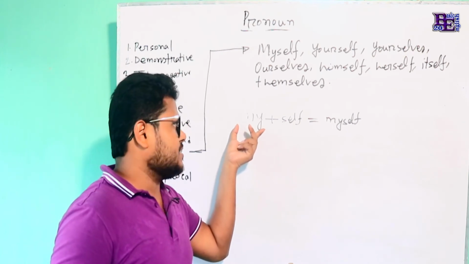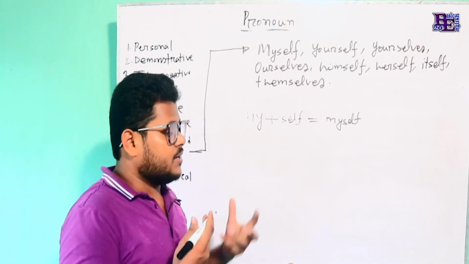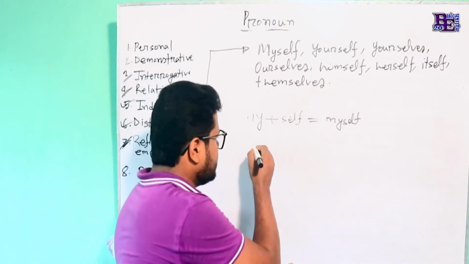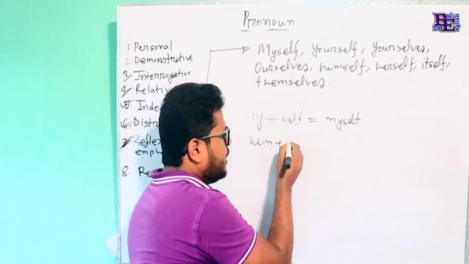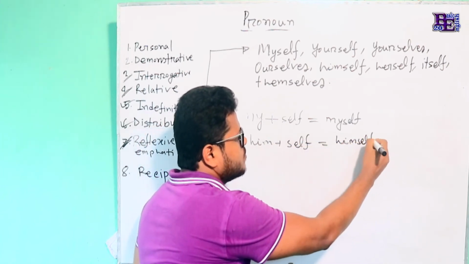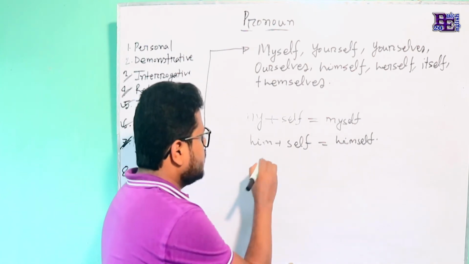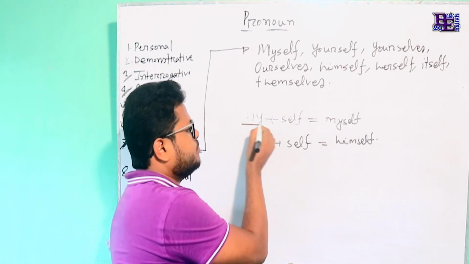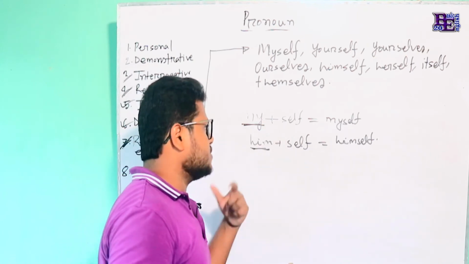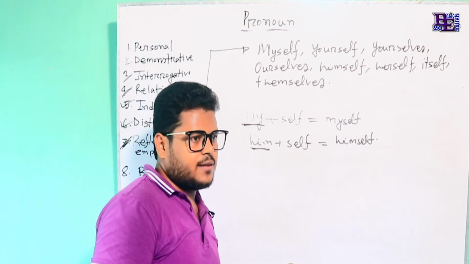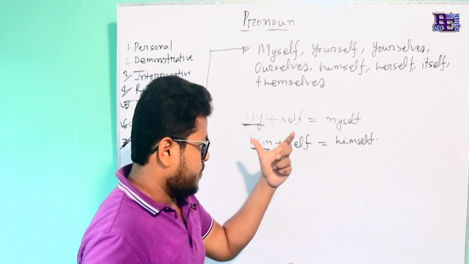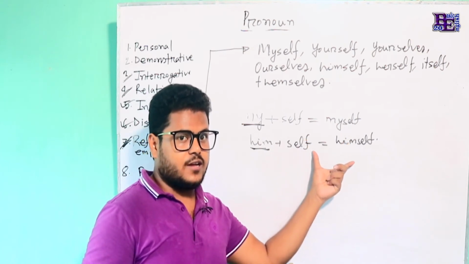Okay, sometimes we can add self with the object form. Let's see this one. If I say him plus self, then it will become himself. So him is the objective form, and here my is the possessive form. That is, sometimes we use self with the possessive form and sometimes we use self with the objective form, and thus we can form the reflexive pronoun or the emphatic pronoun.